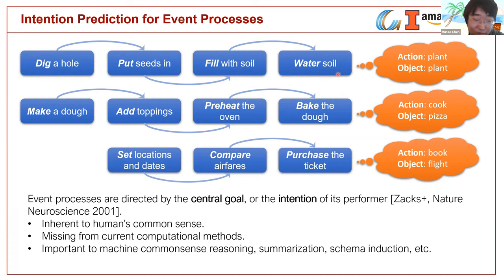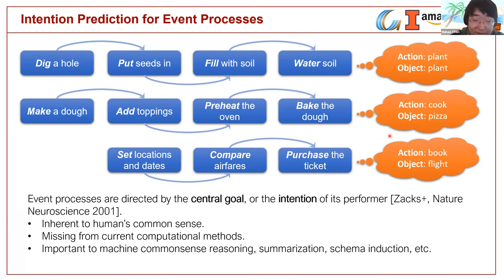And similarly, when we see a process of making a dough, adding toppings to the dough, preheating the oven and baking the dough, we can easily guess that this is likely to be a process of cooking a pizza, right? So actually, we humans can always understand event processes by hypothesizing what the objective is that the process aims for, and what the ultimate consequence is that the process seeks to accomplish. And naturally, we would also expect a common sense aware intelligent system to perform this kind of inference.